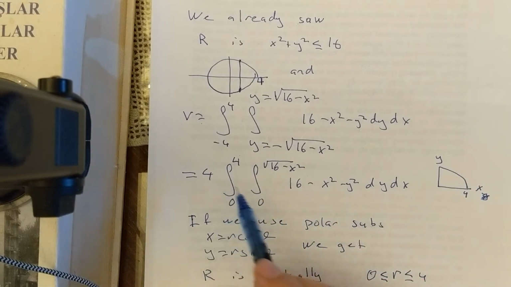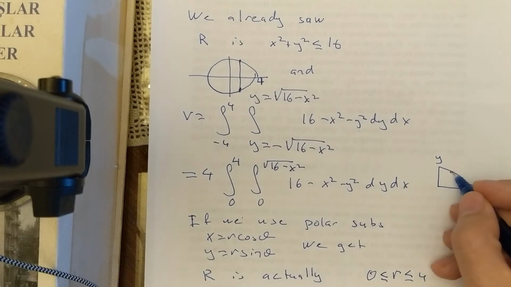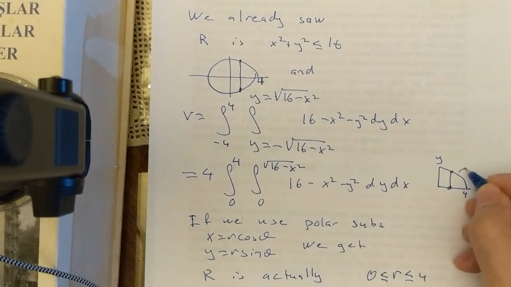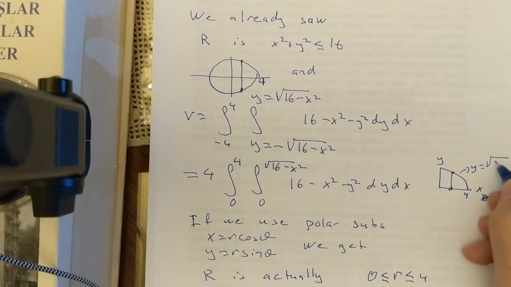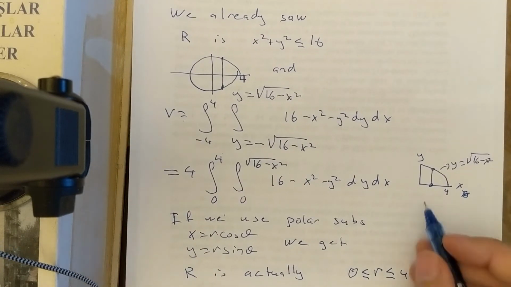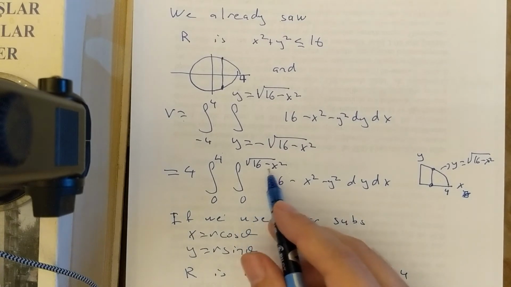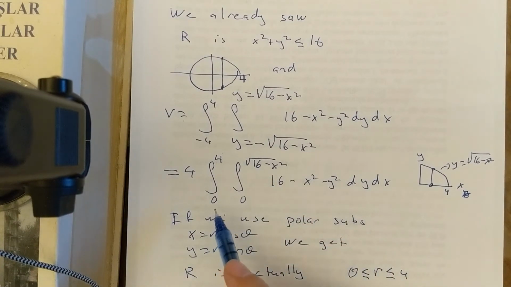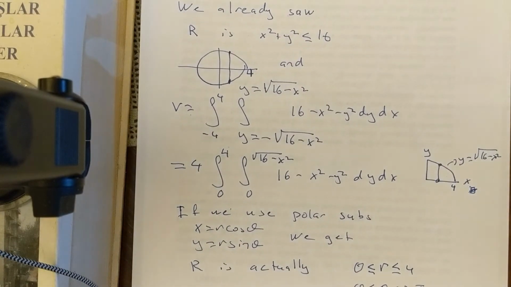So I said 4. Then how would I describe this region? Well, the top is going to be y equals square root of 16 minus x squared. The bottom is 0, so 0 to the square root of 16 minus x squared. And x is going to change between 0 and 4, and we want 4 of these babies. And that's, remember, where we got stuck.